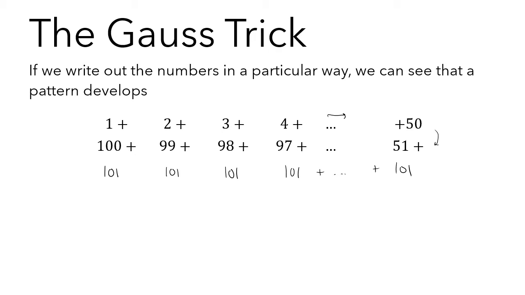So how many of these are there? Well, I cut my total number, 100 numbers, in half, so I know there has to be 50. So there's 50 101s. 50 times 101 is 5050. So I know my sum must be 5050.